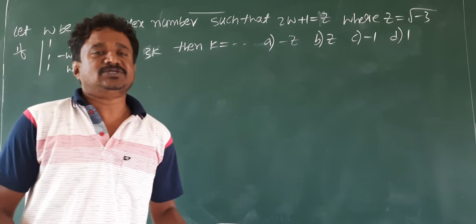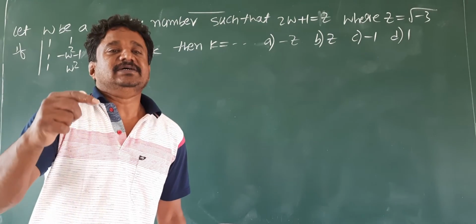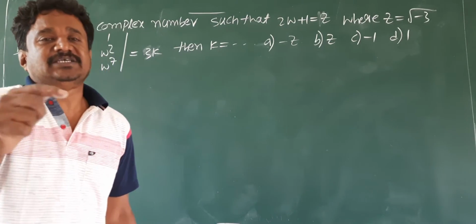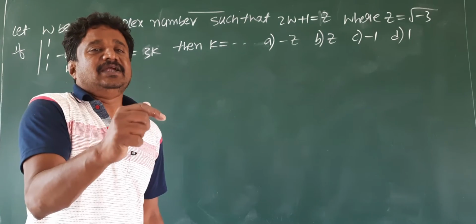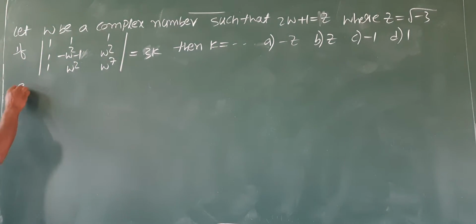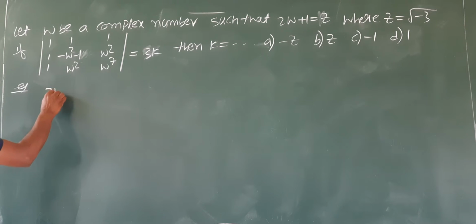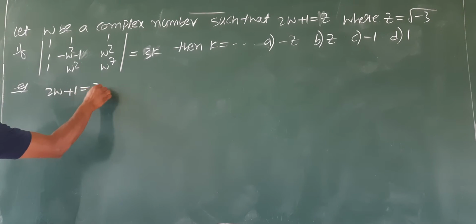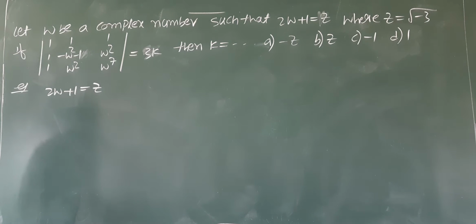It's a very easy question, students. Let us solve this question. I will explain easily and neatly. Look at this, students. So write: 2 omega plus 1 is equal to z.